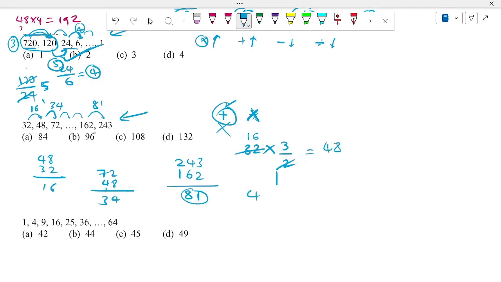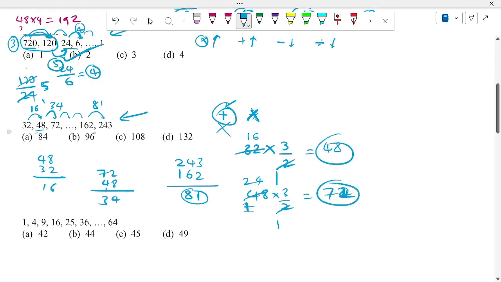48 into 3 by 2. 4 ones are, the 2 ones are 2 to the 4, and then 2 fours are 8. So it is 12 and then 72. So 48, 72. So just find the next answer.